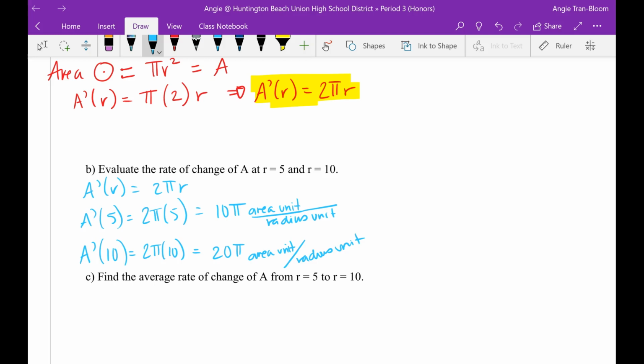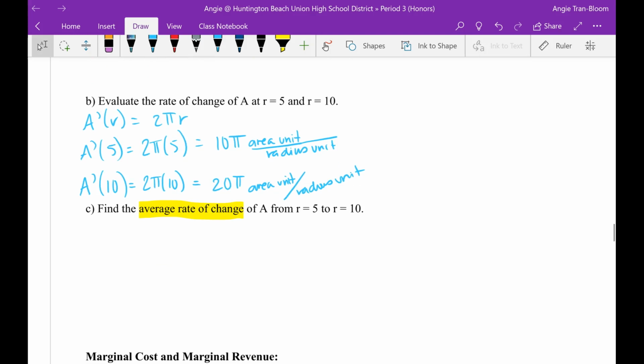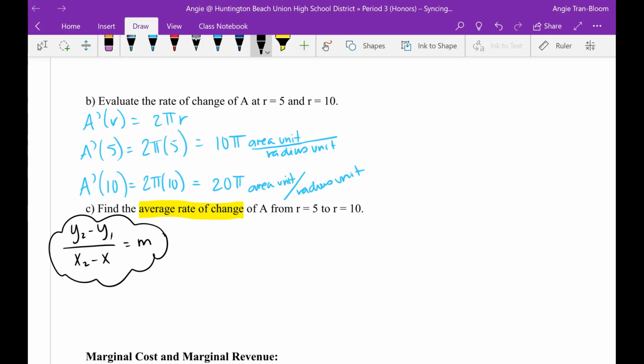Next, C, find the average rate of change. I want to highlight this because it is slightly different from the rate of change. Average rate of change is back to the slope, which is Y2 minus Y1 all over X2 minus X1. But because we are dealing with area, we're going to say area of 10 minus area of 5, all over 10 minus 5. Well, I need to plug that back into the area formula.